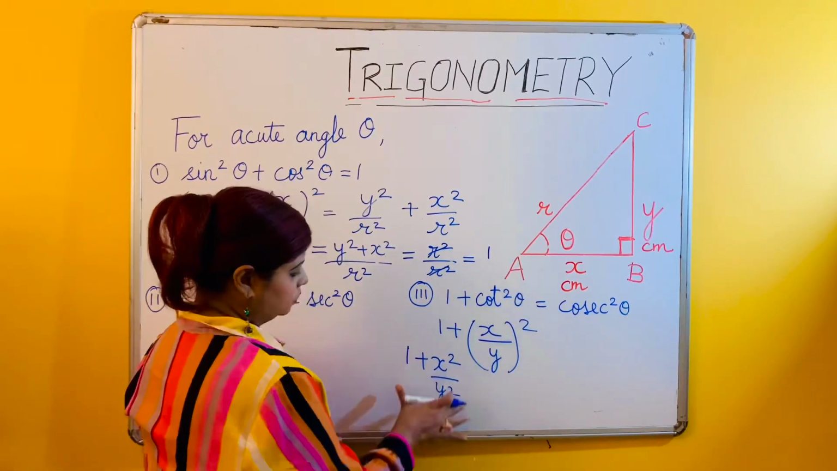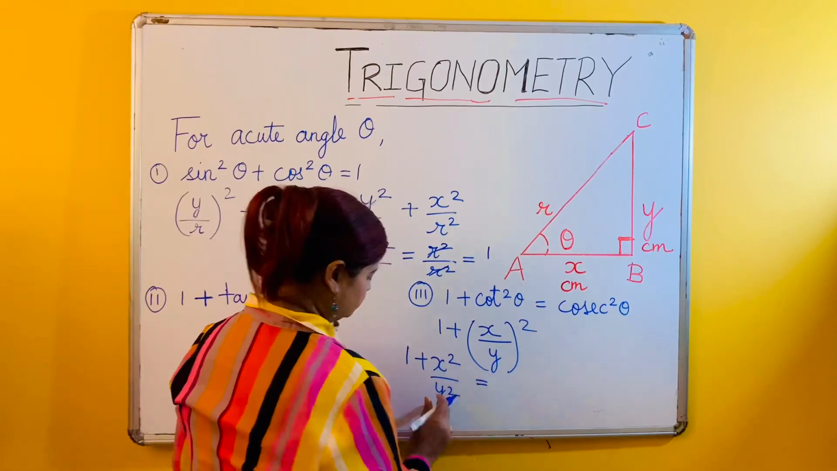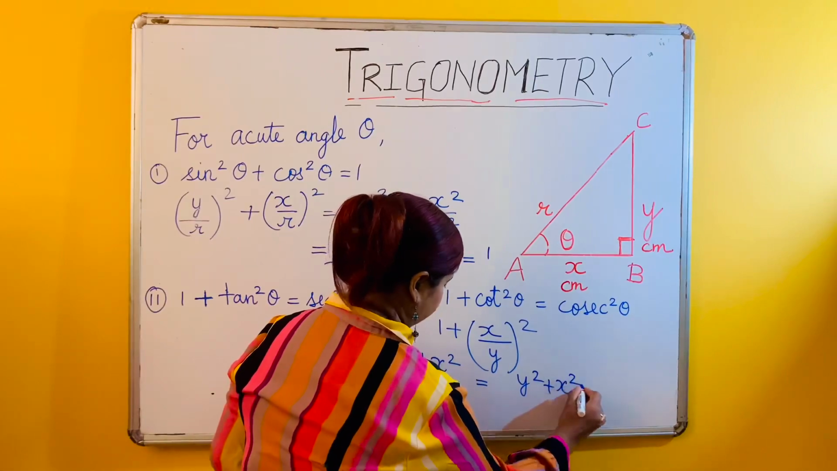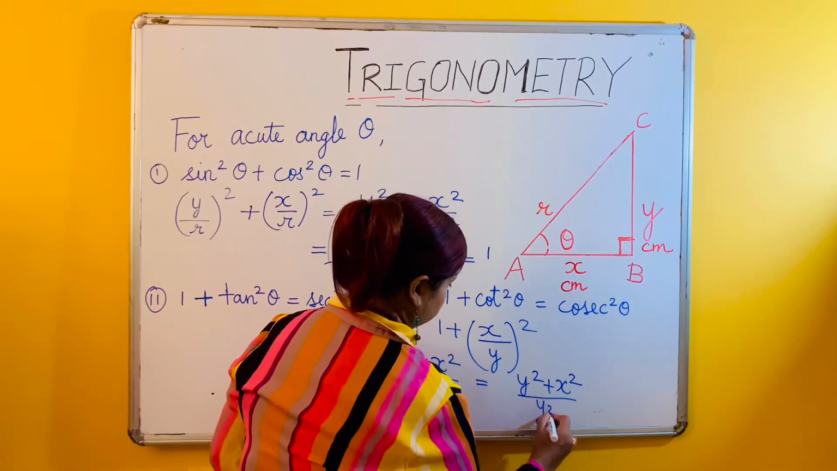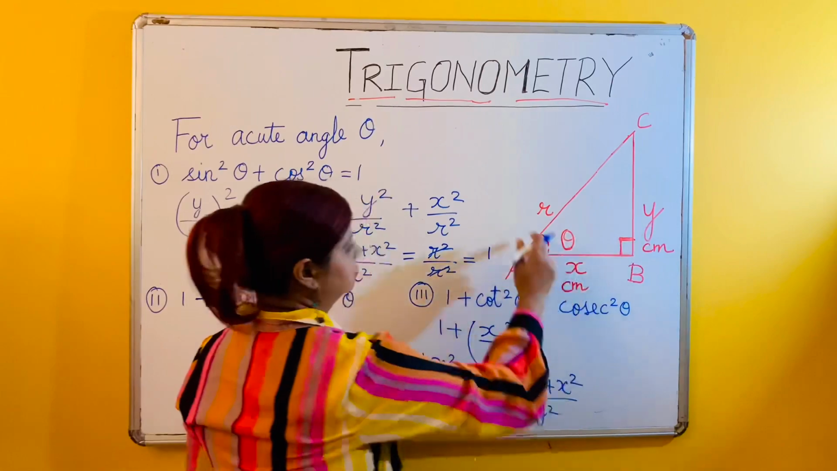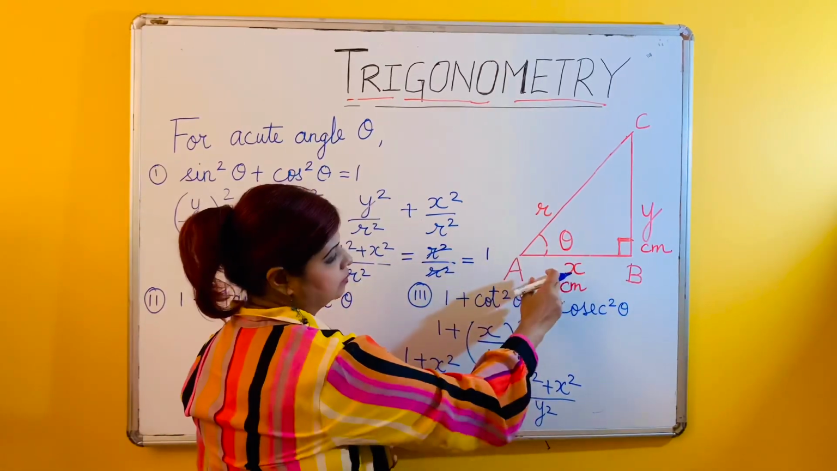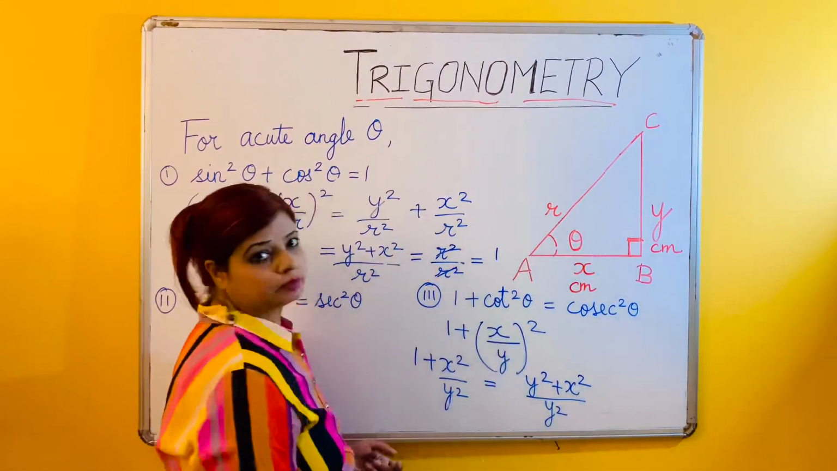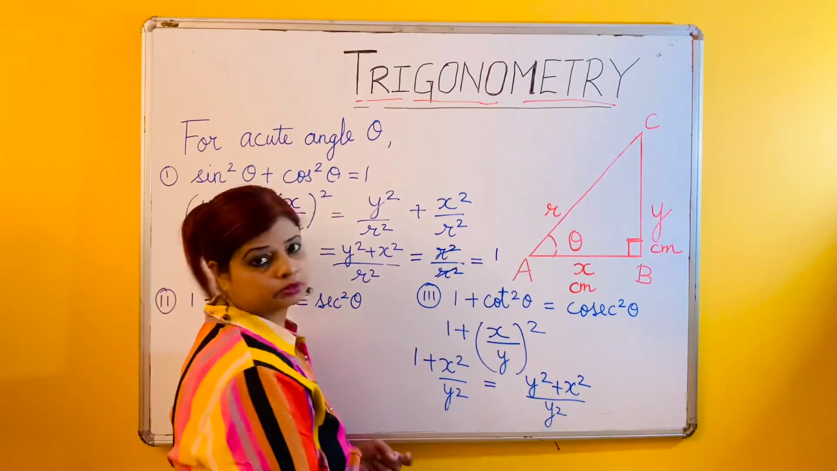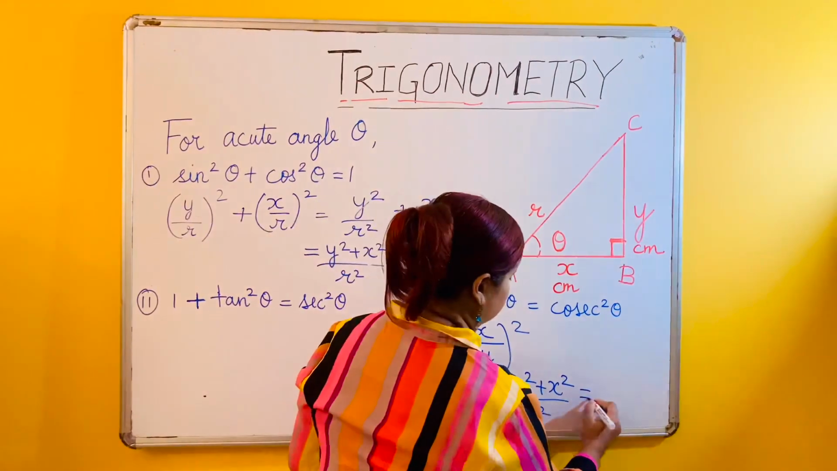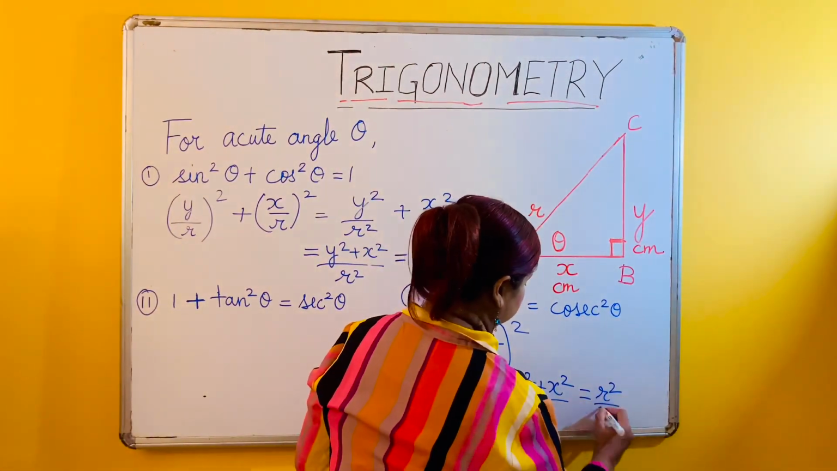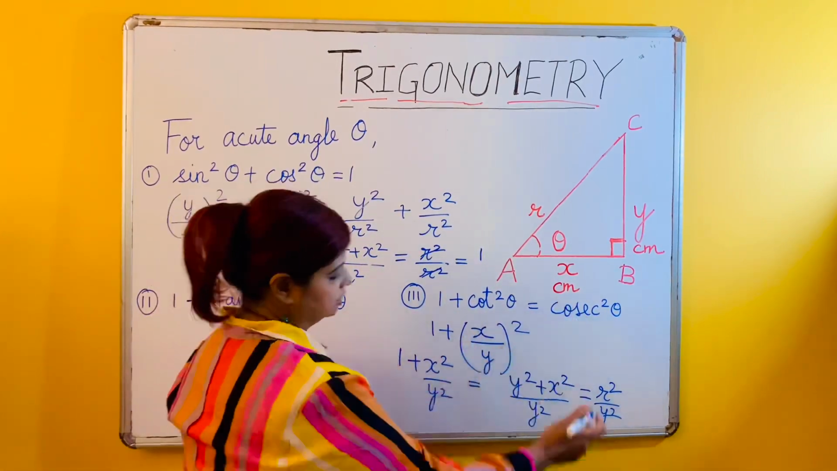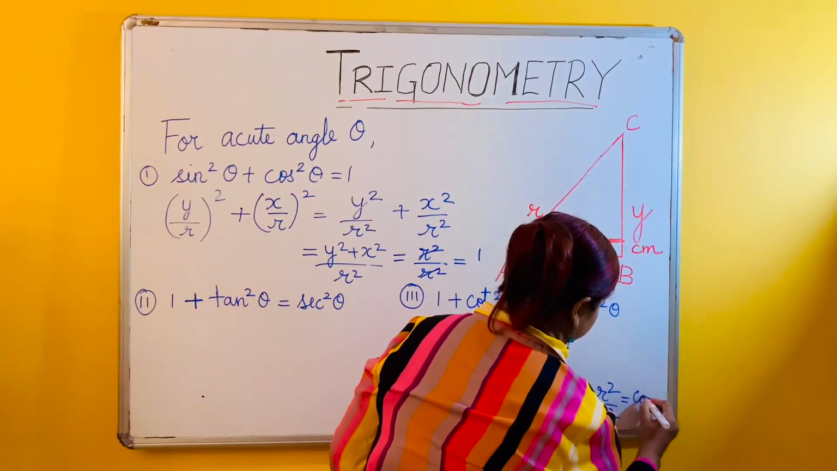Now we are again simplifying it, so it is y square plus x square by y square. Now y square plus x square is nothing but r square, because the sum of the squares of adjacent and opposite is equal to the square of hypotenuse, using Pythagoras theorem. So it is r square by y square. Now what is r by y? R by y is nothing but cosec theta. So it is cosec square theta.